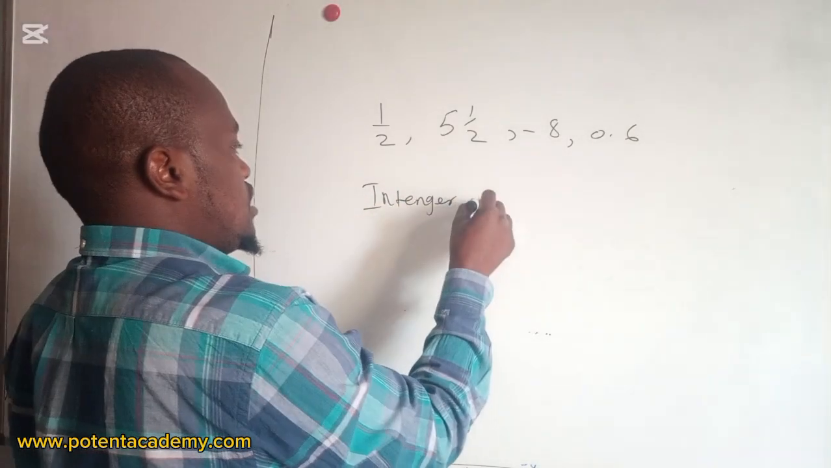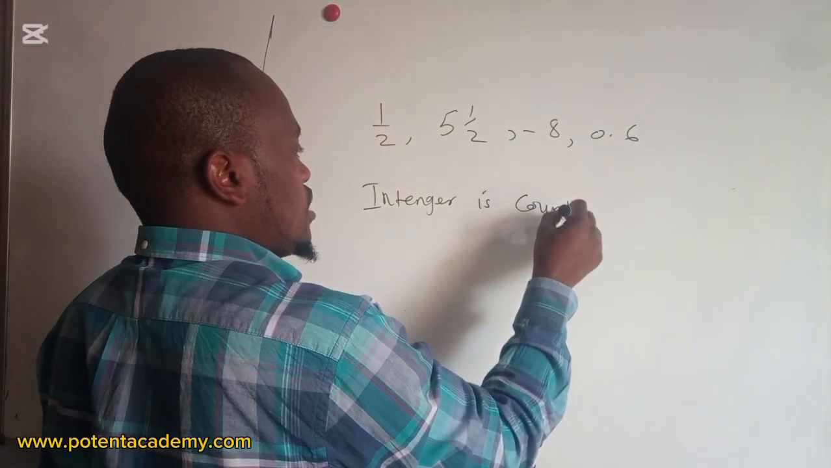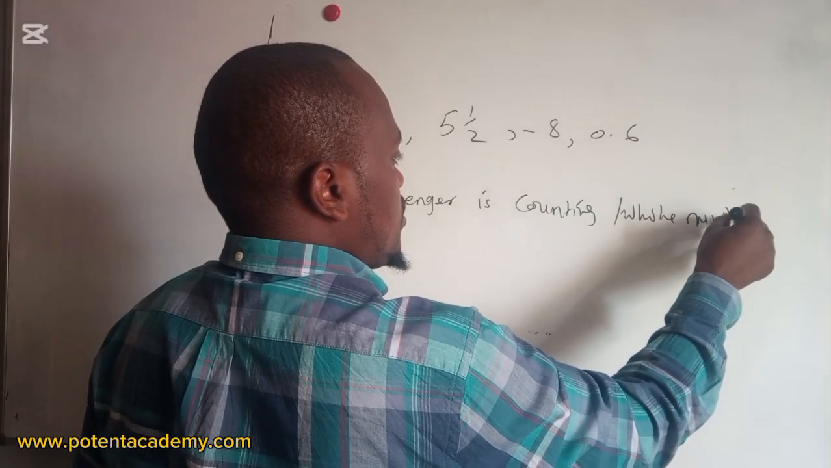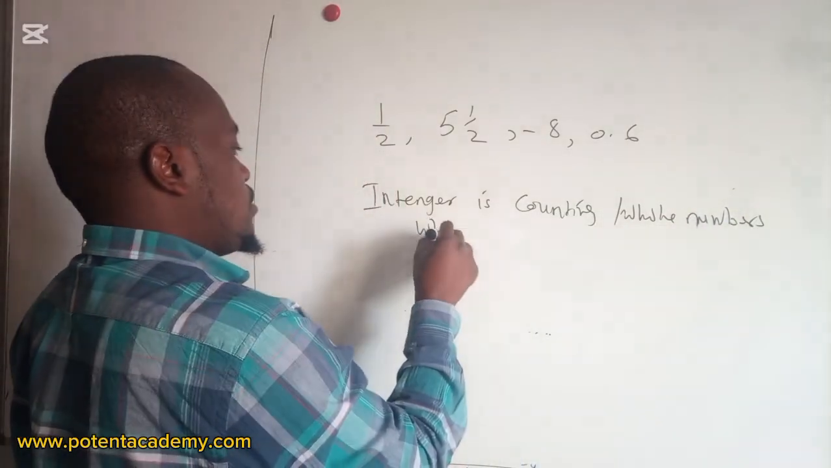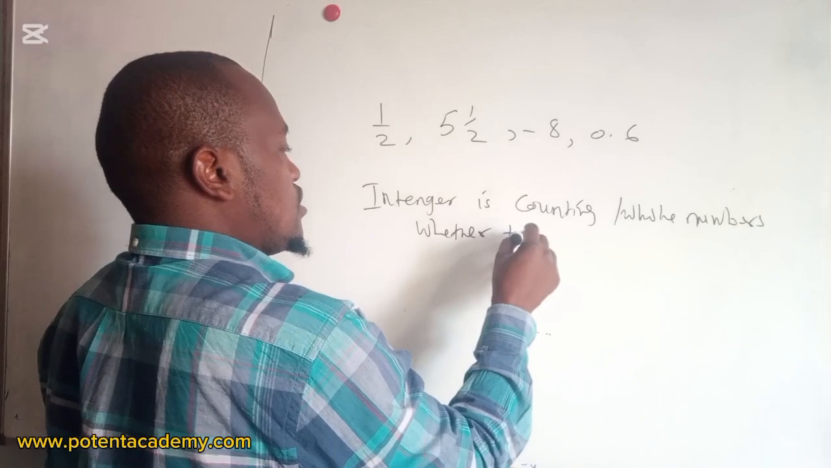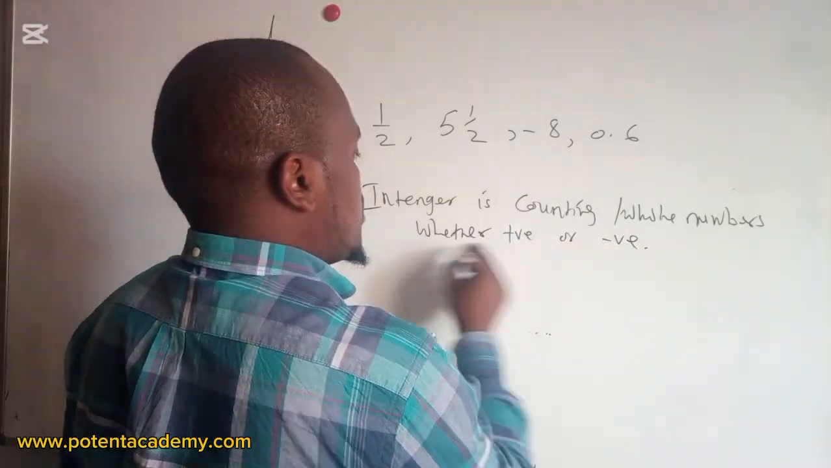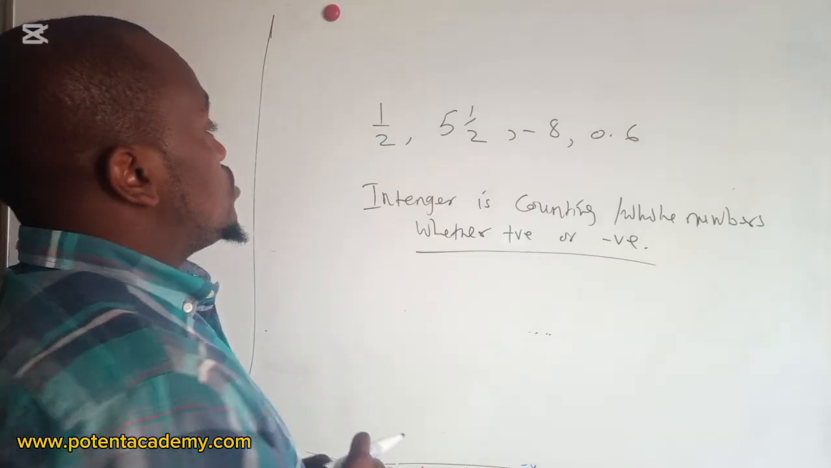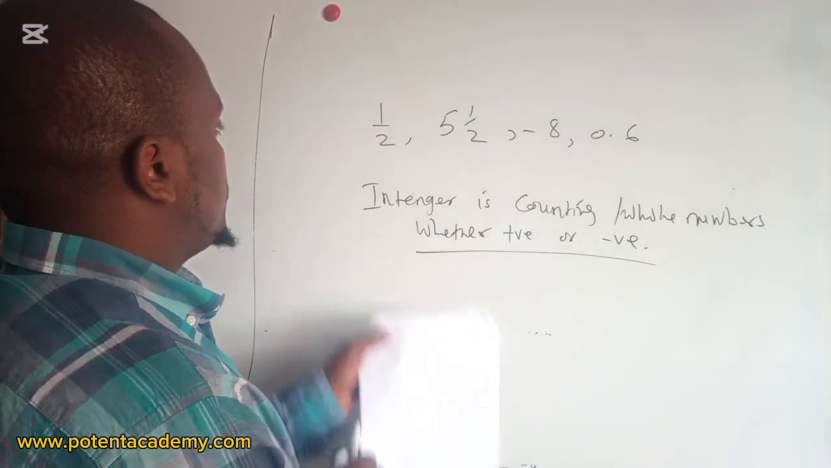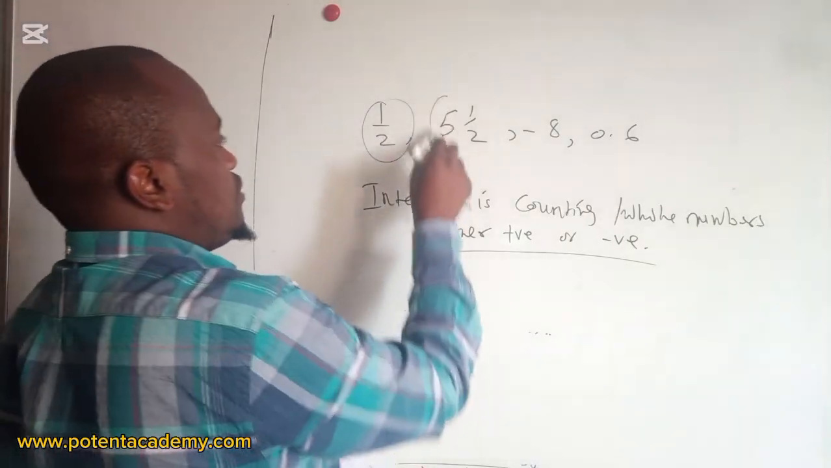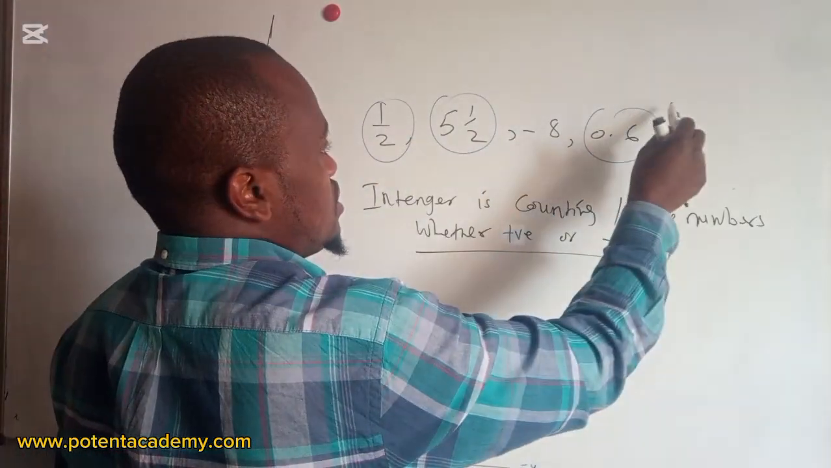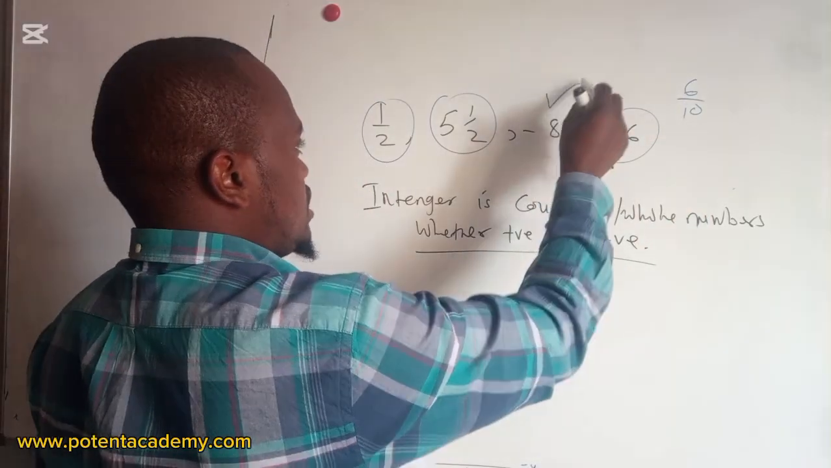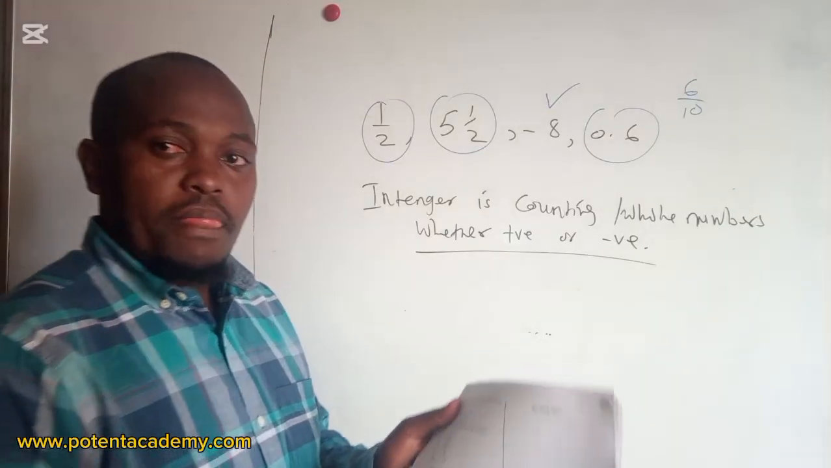Integers are counting or whole numbers, whether positive or negative. So for integers, you exclude fractions. Here you have a half, which is a fraction, and 5.5. 0.6 is the same as 6/10. This also is not an integer, so the integer here is -8.